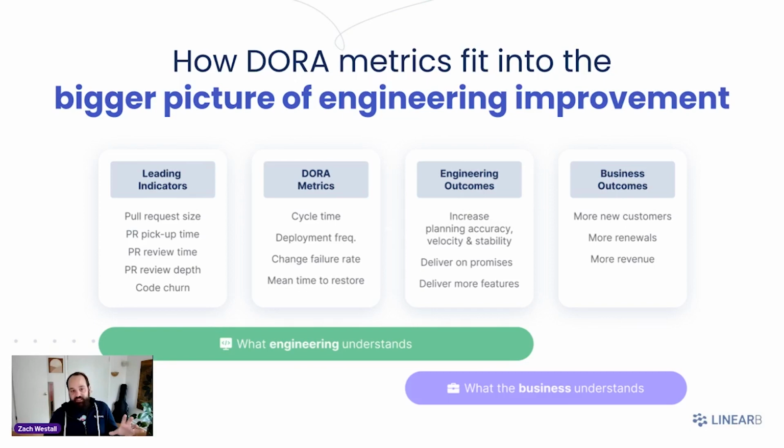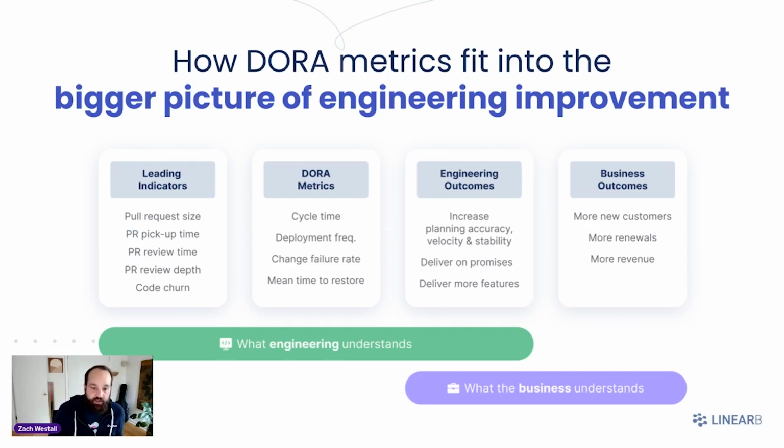Over here, we have the leading indicators, and we're going to explore these in a little more detail, but if you focus on nothing else, focus on pull request size, PR pickup time, PR review time, review depth, and code churn. All of these are leading indicators and impact your DORA metrics. When those impact the DORA metrics, they impact engineering outcomes, and engineering outcomes impact business outcomes.